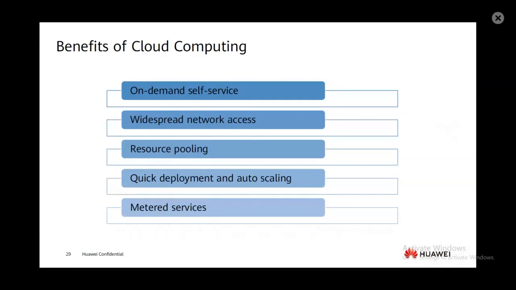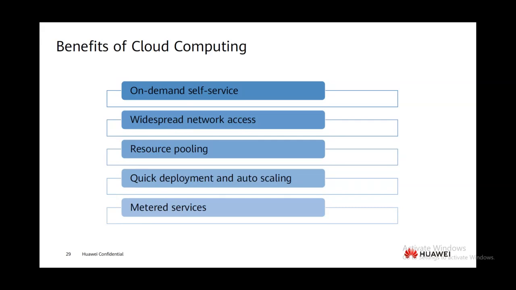Benefits. Previously, we discussed the challenges. Now we want to see the benefits. The benefit of having cloud is on-demand self-service. On-demand means only when you need the service, that is when you subscribe to it. Widespread network access, you can access cloud services with different types of methods. Resource pooling, like the diagram we showed before, it's possible to have multiple physical data centers connected together through resource pooling, and these resources are provided to the users.